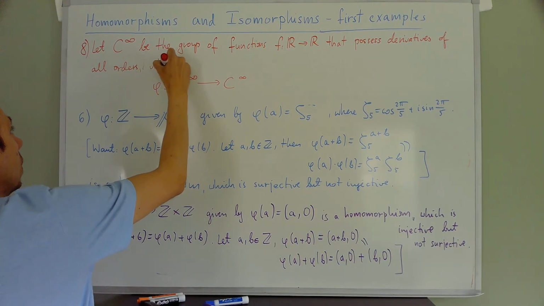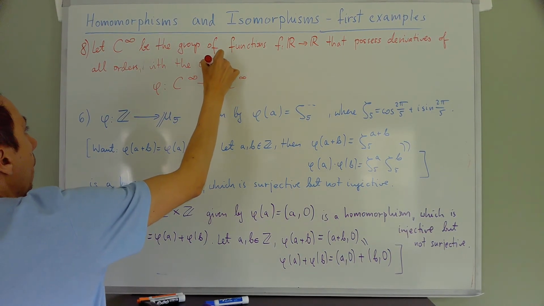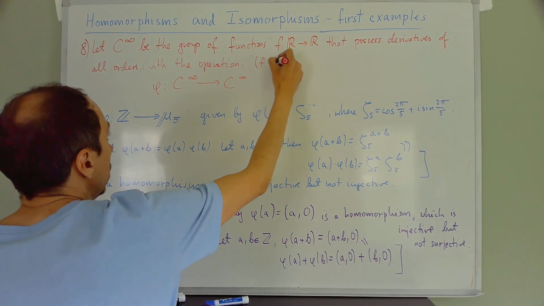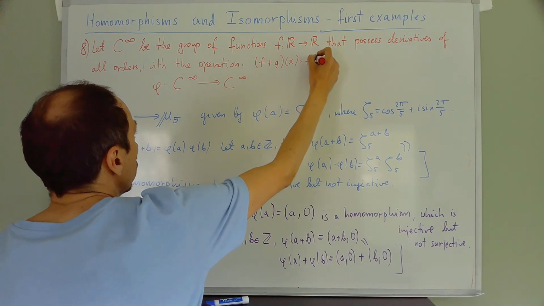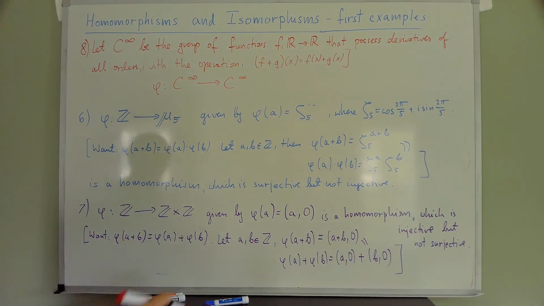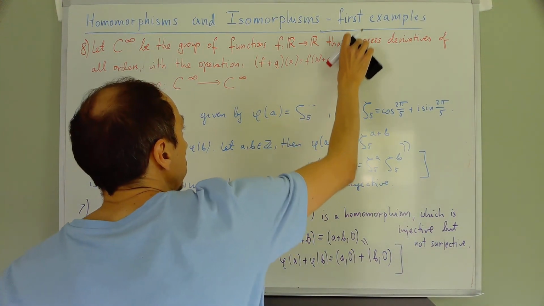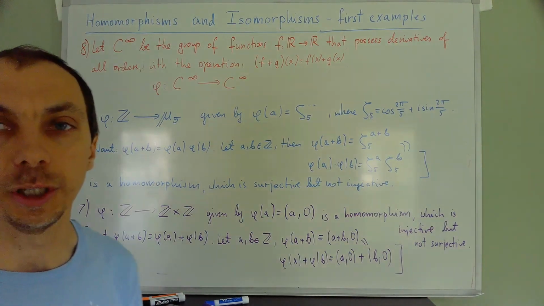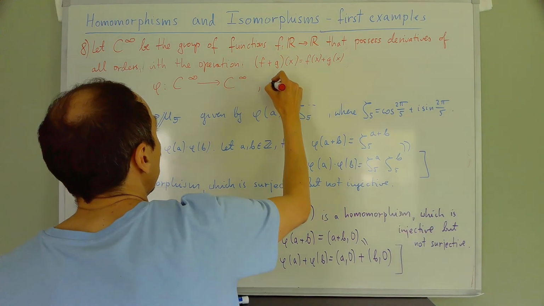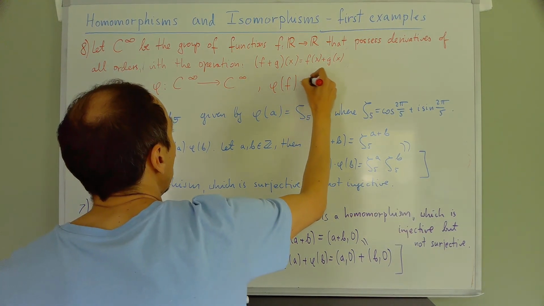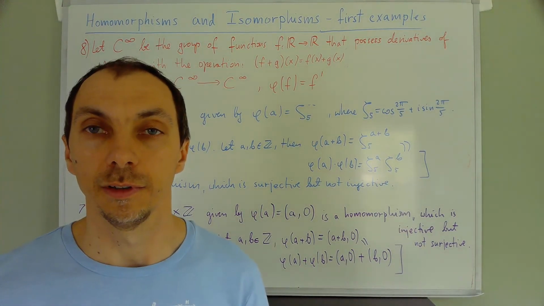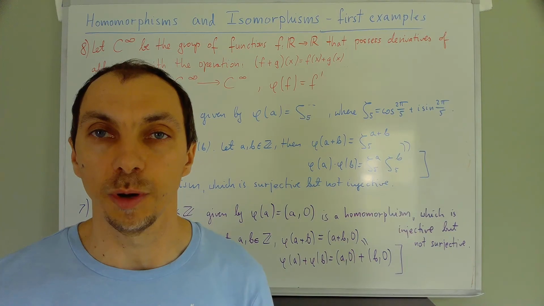with the operation as we defined before. So f plus g of x is f of x plus g of x. So to add two functions means to add their values at every point. Okay, so how am I going to define this function phi? In the following way. Phi of f is going to be f prime. So I am taking the derivative of f. Is this a group homomorphism?